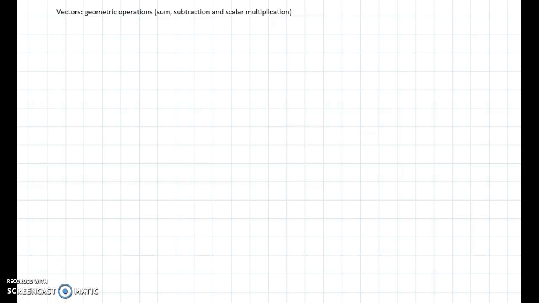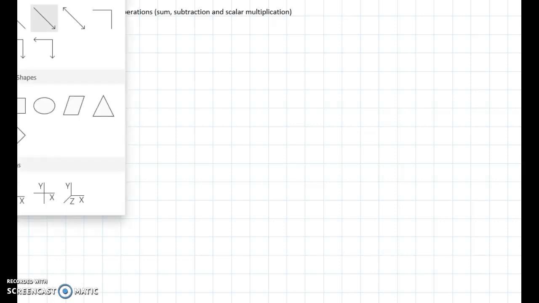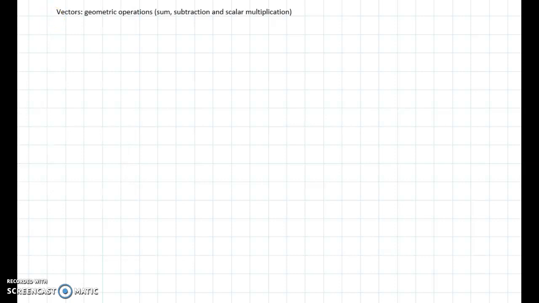We are going to look at geometrically how we sum, subtract, and multiply vectors by scalars. Let's begin with the sum, and this is something that I'm sure is well known to you. Let's say we have a vector, let's just call it v, and we want to sum a vector, let's say w. So the first thing I'm going to do is to position the vector w so that its starting point is the end point of v.